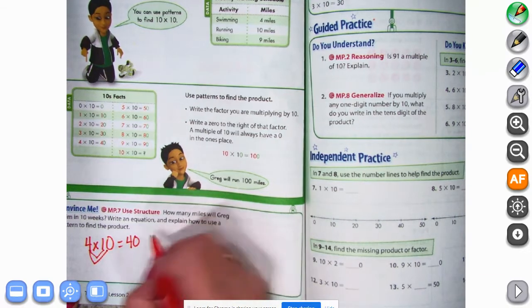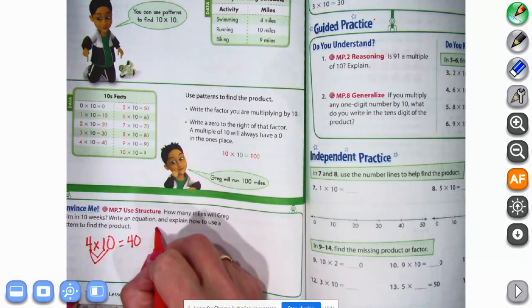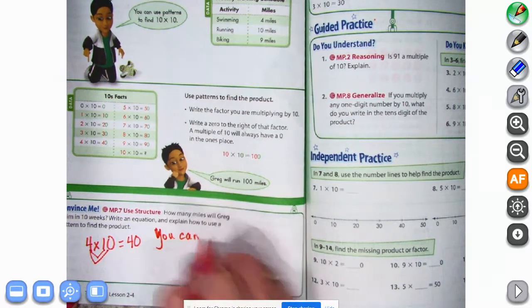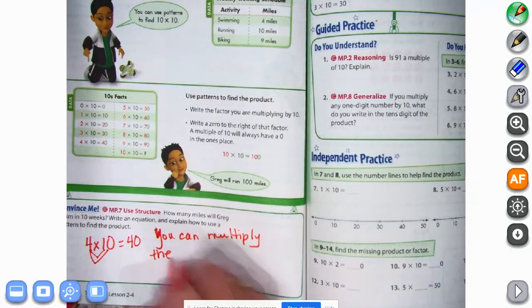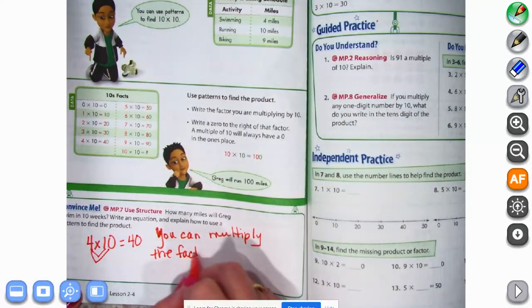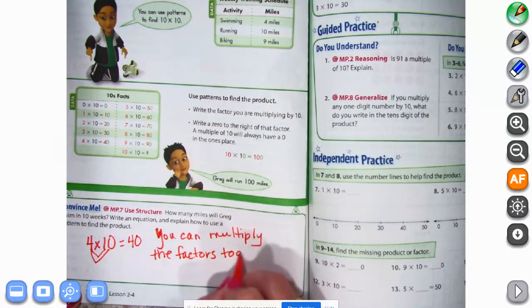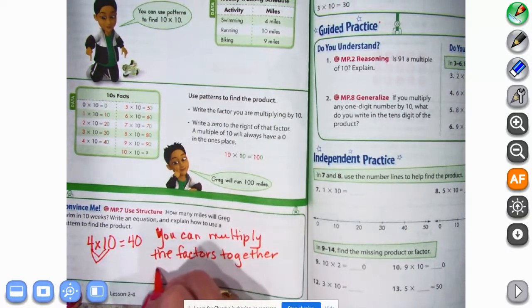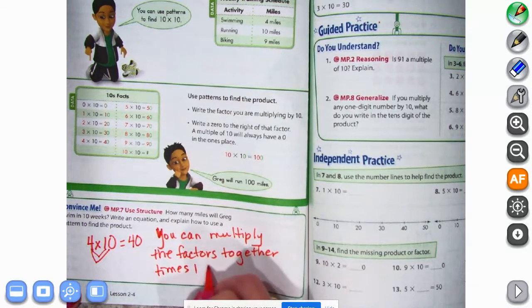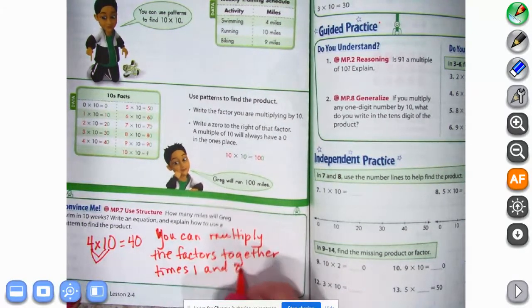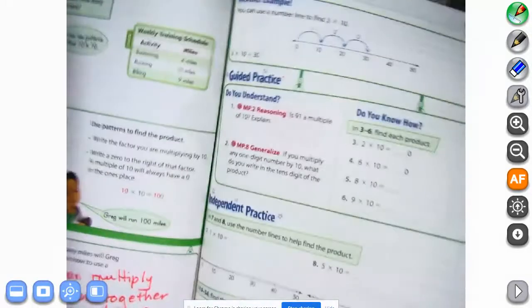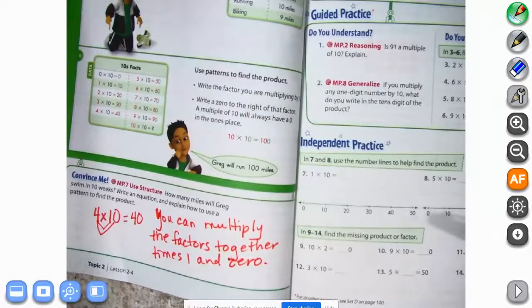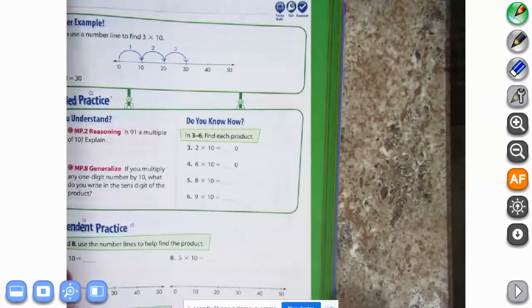We can say you can multiply the factors together times 1 and 0. All right, so go ahead and get your answer written down. If you need to pause this, go ahead and pause. And then we're going to go over here to page 81.